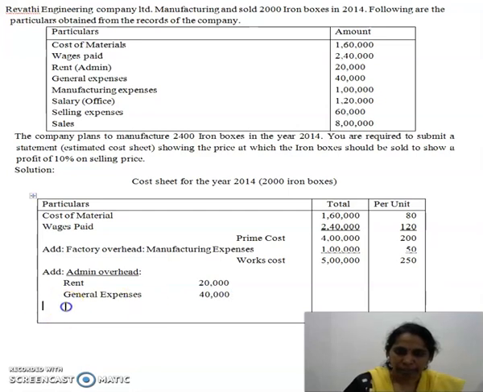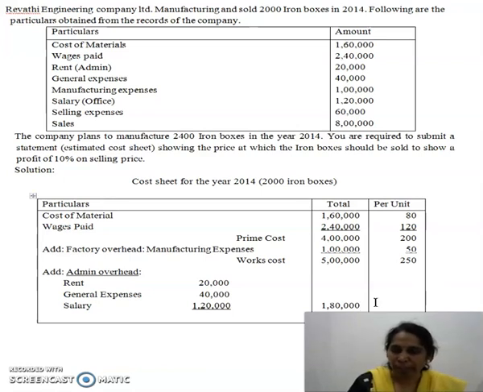And the next item is salary. So all this will be coming under the category of admin or office expenses. Salaries are 1,20,000. So add all these 3 items and write the amount in the outer column, that is, the amount is coming 1,80,000, and you have to find out what is the per unit also.